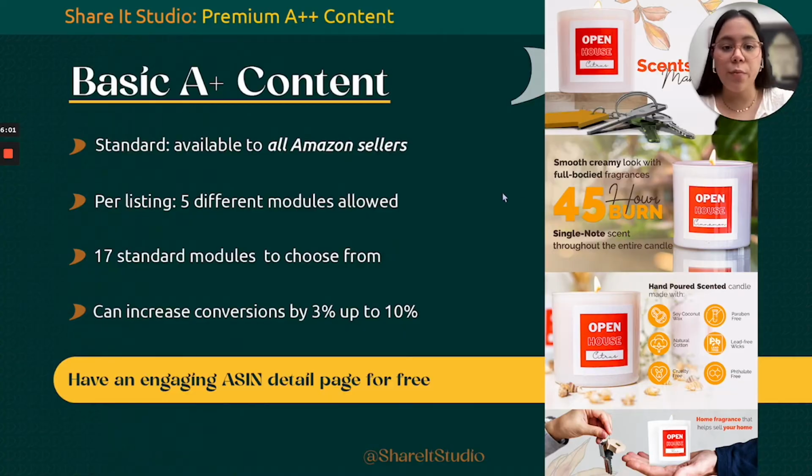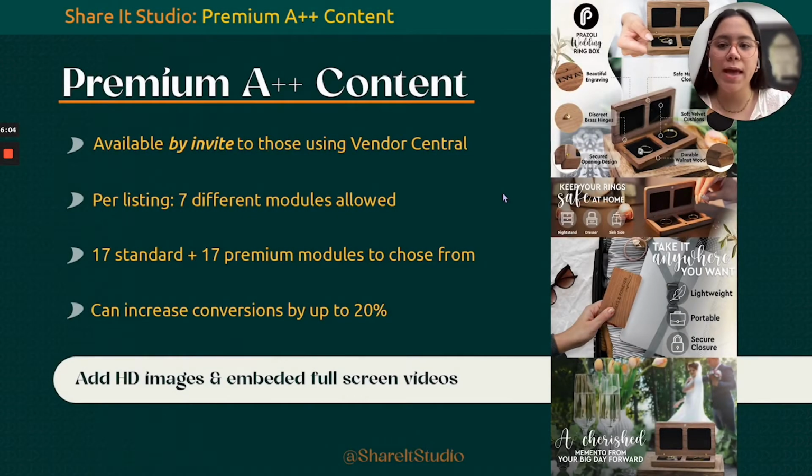So moving forward, we have what would be a premium A+ content. The premium A+ content can be acquired by invite only. So someone has to invite you to the vendor central, which obviously this someone is Amazon. Then we have 7 modules allowed. Again, the basic A+ content right now, for some sellers, has more than 5 modules, but the cool thing is not just having 7 modules, but 7 full screen modules that I will show you examples of after the slide.